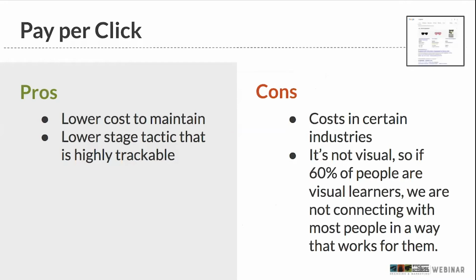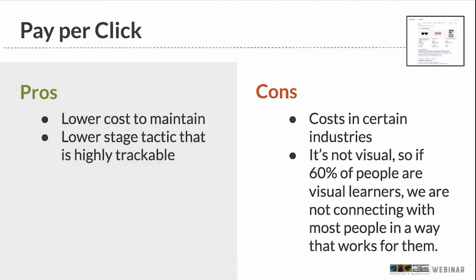So some pros and cons for pay-per-click. Pros, it is a lower cost to maintain, and it is a lower funnel stage tactic that is very highly trackable. So with this tactic specifically, you really want to make sure that you're getting the best bang for your buck, and you have the opportunity here to really interact with people for a very low cost when they're ready to make that decision or very close to making that decision.